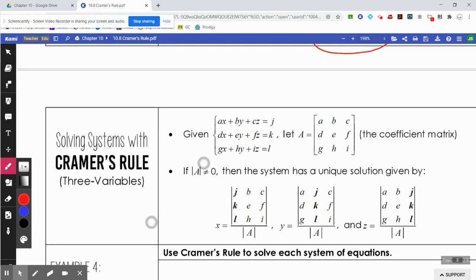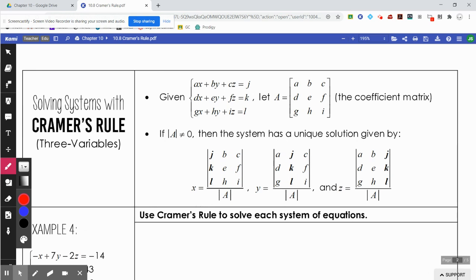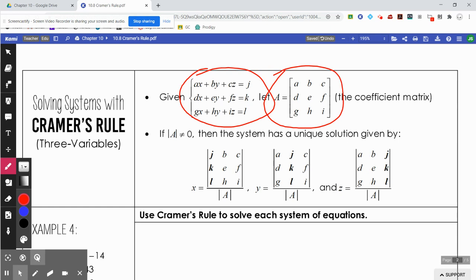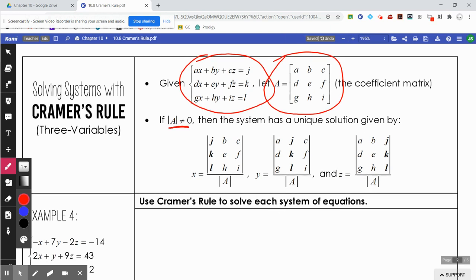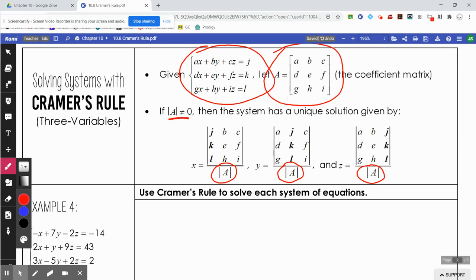Now, solving a system with 3 variables, very similar. Here's your system, here's your coefficient matrix. As long as the determinant is not 0, then your system will have a unique solution. Notice the bottoms are still the determinant of the coefficient matrix, and you follow the exact same protocol we did before. To find x, you take out the x column and you replace it with these 3 numbers. To find y, you take out your y column and replace it with those 3 numbers, and the same thing to find z, you replace the 3rd column there.